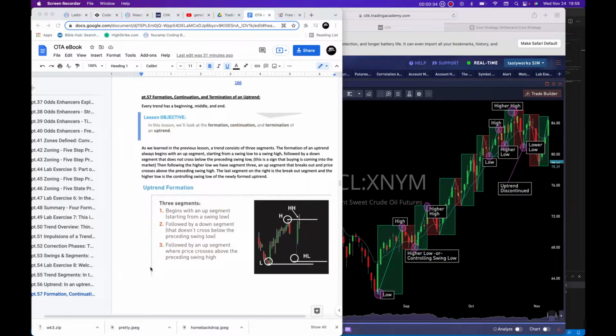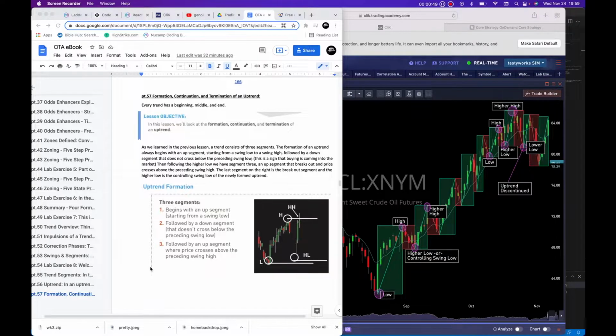Then following the higher low, we have segment 3, which is an up segment that breaks out and price crosses above the preceding swing high. The last segment on the right is the breakout segment, and the higher low is the controlling swing low of the newly formed uptrend.